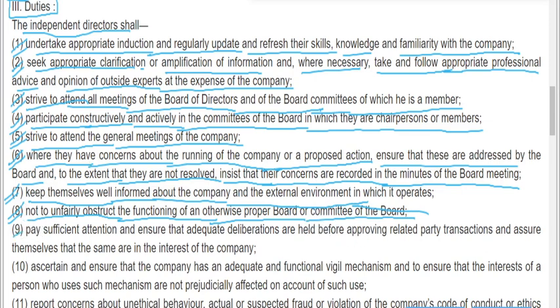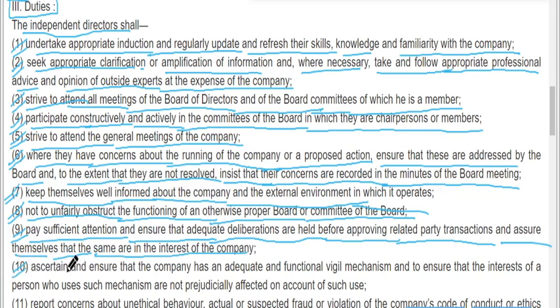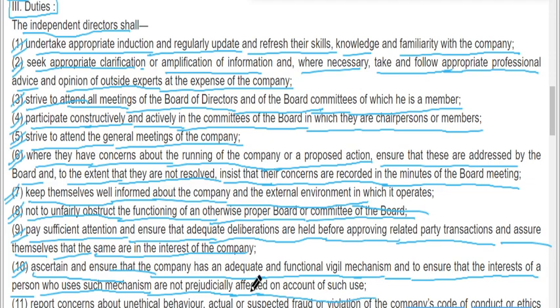Independent directors shall pay sufficient attention and ensure that adequate deliberations are held before approving related party transactions, and they shall assure themselves that the same are in the interest of the company. The independent director shall ascertain and ensure that the company has an adequate and functional vigil mechanism, and ensure that the interest of a person who uses such mechanism is not prejudicially affected on account of such use.